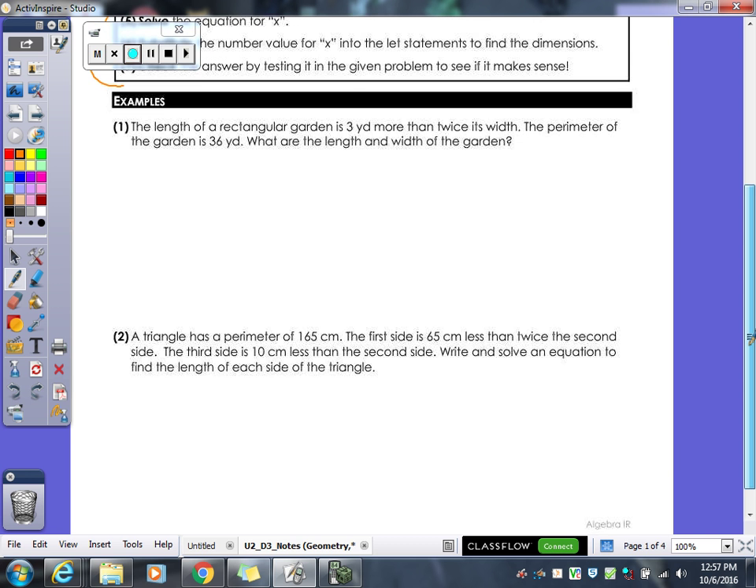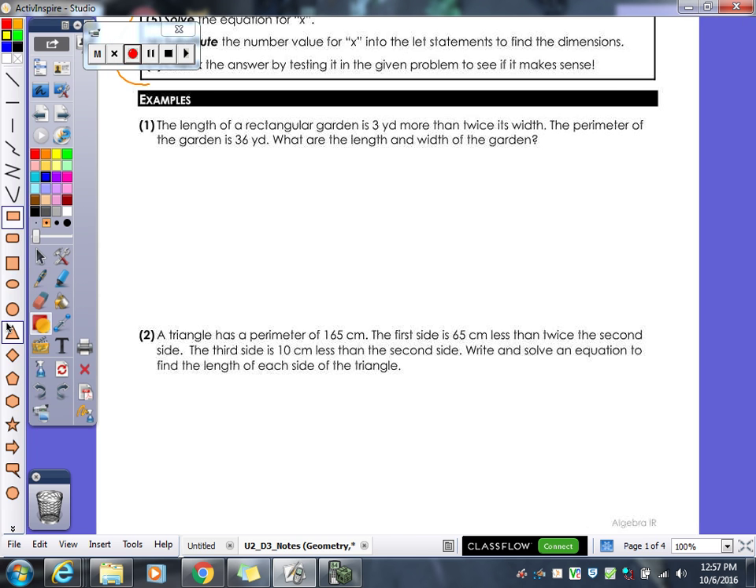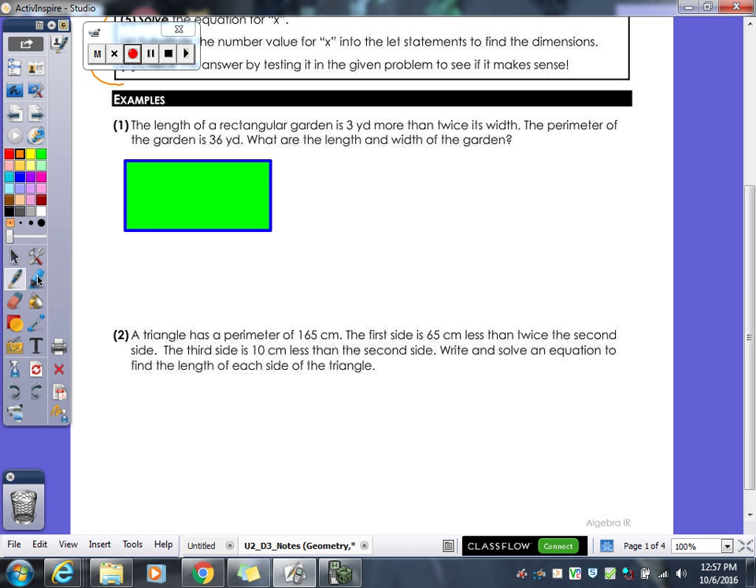So let's take a look at our examples down here. Our first one: the length of a rectangular garden is 3 yards more than twice its width. The perimeter of the garden is 36 yards. What are the length and width of the garden? Since this is talking about a rectangle, we want to draw a picture of a rectangle. So have you guys go ahead and draw your rectangle in there.